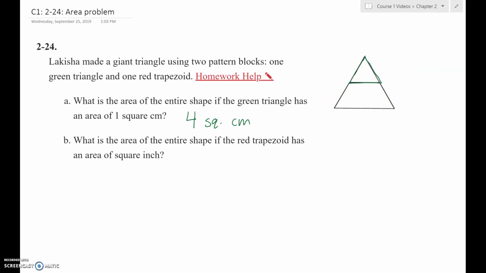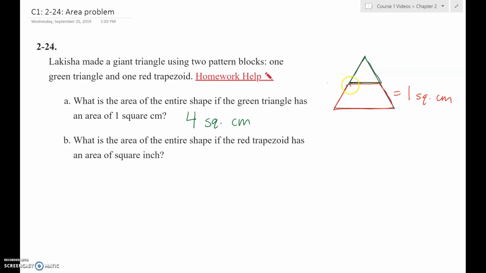the red trapezoid is now 1 square centimeter? So what if this is now 1 square centimeter of area? Well, we don't have 4 anymore, and we're just thinking, if this is 1 square centimeter, how much more is this? If we draw another one of these trapezoids, we see that this triangle only represents 1/3. It's only 1/3 of that.